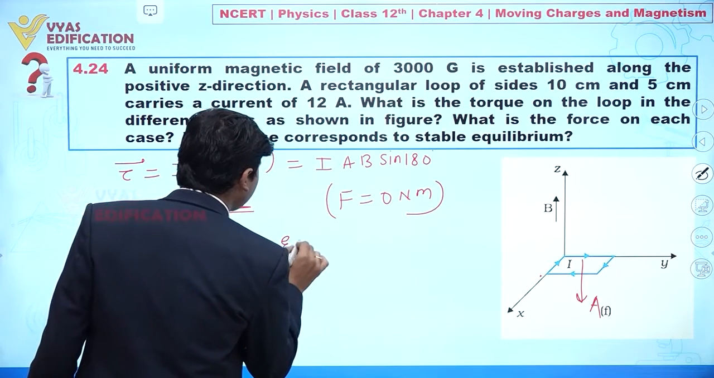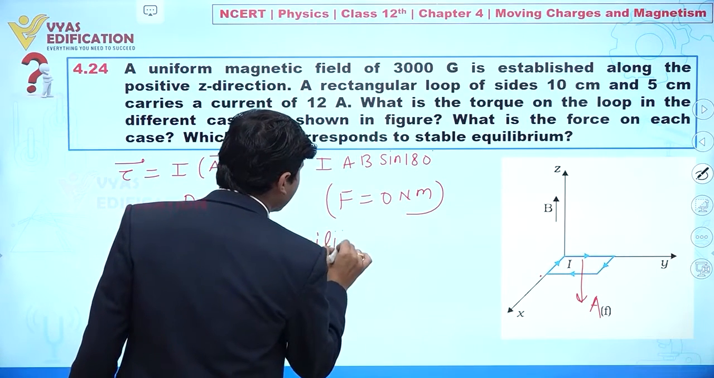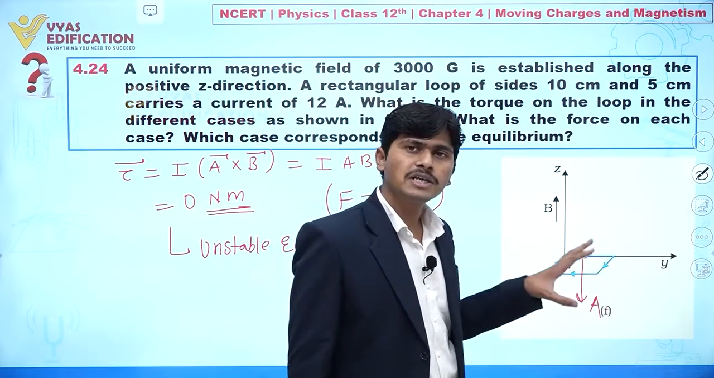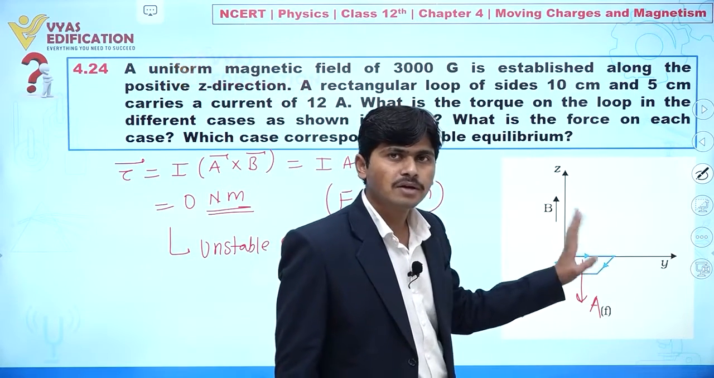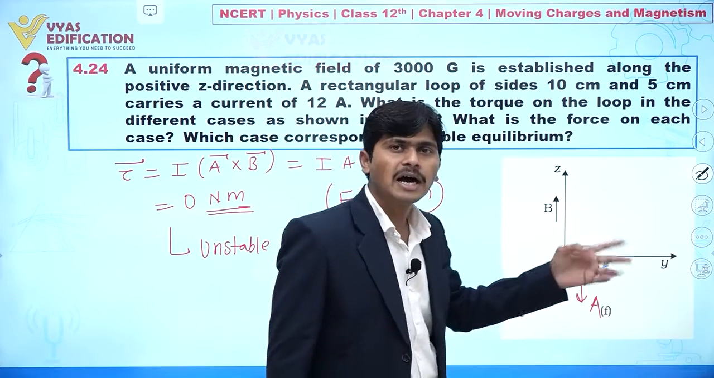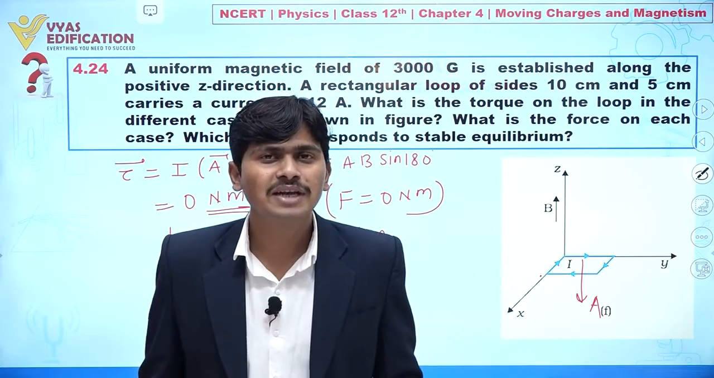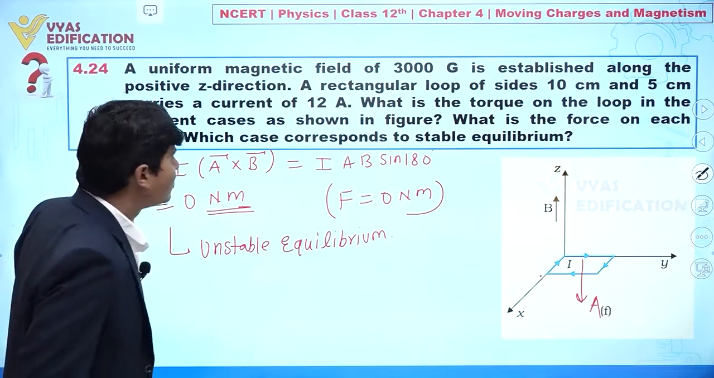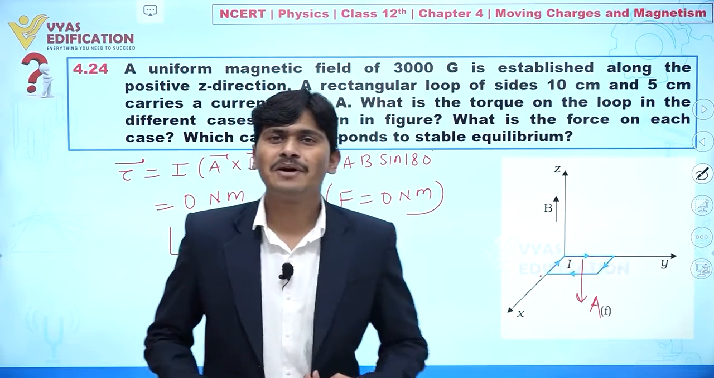Unstable equilibrium, because we are getting an angle of 180 degrees. It means this time this loop is in equilibrium. Let's suppose if you disturb this loop, after some time we can say this loop will never come back to its original position or original orientation. Clear? So we can say this is all about this question.